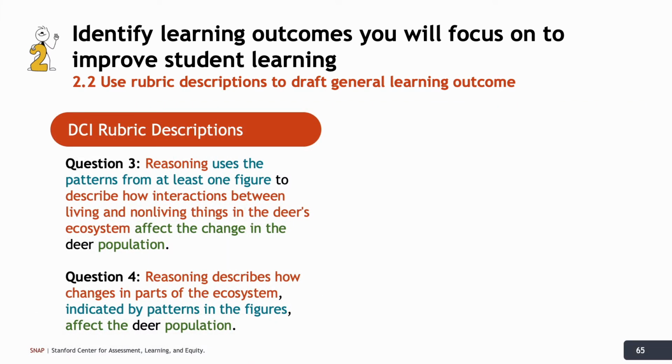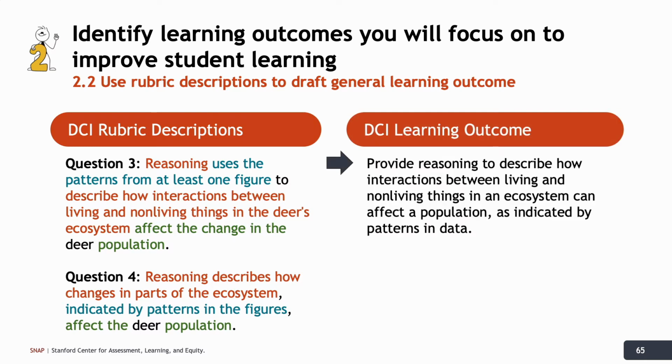I'm sure you also notice that there's a lot going on in these descriptions of performance for the DCI. Both ask students to provide reasoning, use patterns in data, and describe how the interaction of living and non-living things in an ecosystem affect a population. We took all these pieces and combined them into one learning outcome. Provide reasoning to describe how interactions between living and non-living things in an ecosystem can affect a population, as indicated by patterns in data.